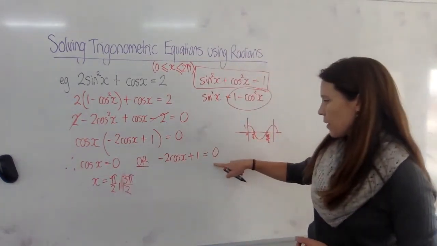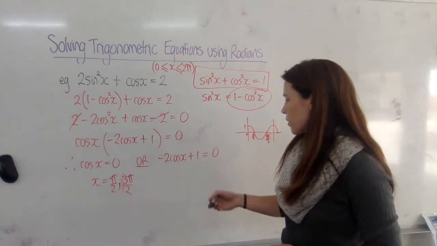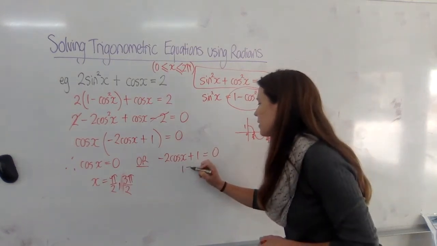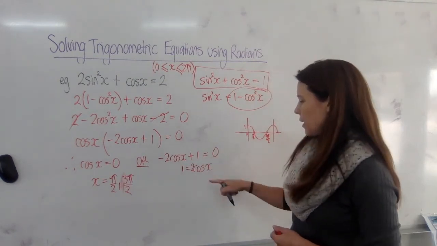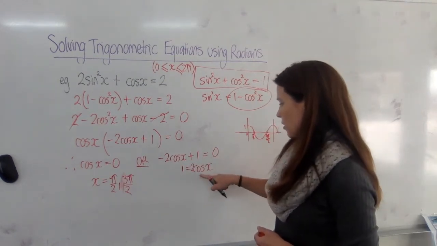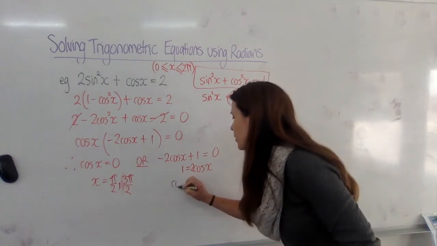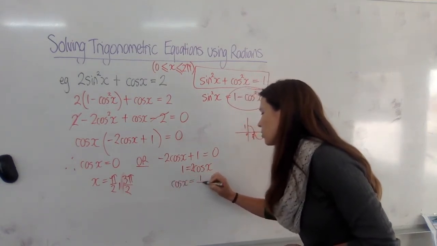Now I have to solve this part. Let's add 2 cos x to both sides. So I'll have 1 is equal to 2 cos x. Now let's halve both sides. So this cos x will be on its own and this will be a half. So cos x is equal to half.